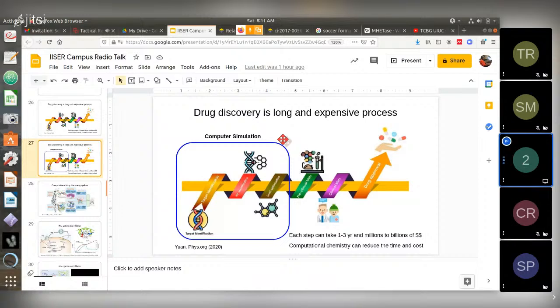Yes, yes. Because in experiment you just see the structure and just the binding affinity or something. It's a kind of a black box sort of thing. And you can actually look at the molecules if you do simulations. Okay, thank you very much.